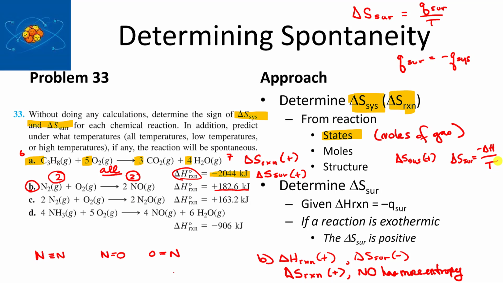Now, if T is really big, and remember, this is a negative value because delta H is positive for this reaction. So that means this is a negative term up here. So this is favoring entropy. This is not favoring entropy. And remember, delta S of the universe is delta S of the system.